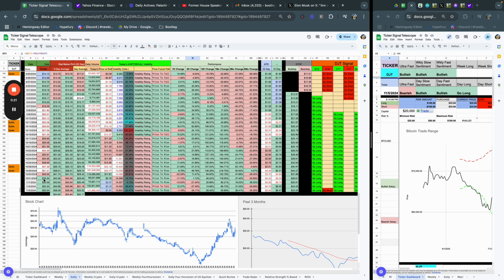Now, we look at DJT here. Obviously, it's a big day. It's an election day. It's November 11th. Obviously, no one will ever forget this day. But if we look at what's happening in DJT stock, it doesn't look so great.